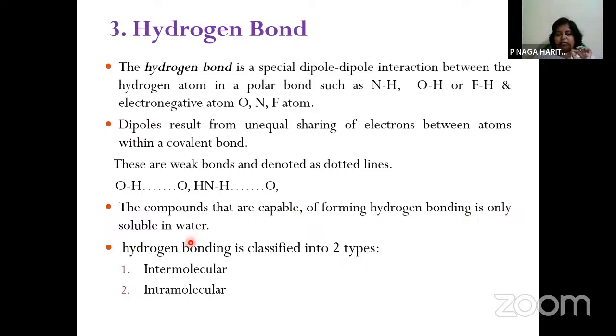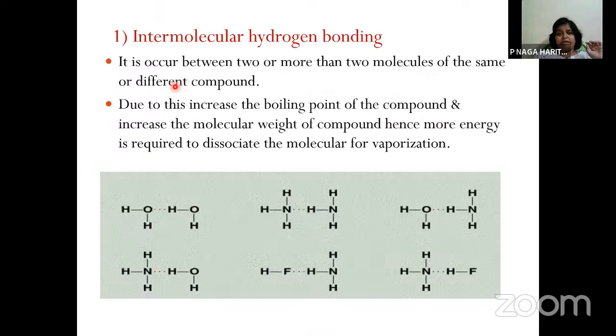And the compounds that are capable of forming hydrogen bonding are soluble in water. If they have hydrogen bonds, then you can blindly say that they are soluble in water. And there are two types of hydrogen bonding: intermolecular hydrogen bonding and intramolecular hydrogen bonding. Intermolecular hydrogen bonding is the formation of bonds between two like chemicals, two like drugs, and is called intermolecular. Intramolecular is the formation of a hydrogen bond within the same compound, and it is called an intramolecular hydrogen bond.